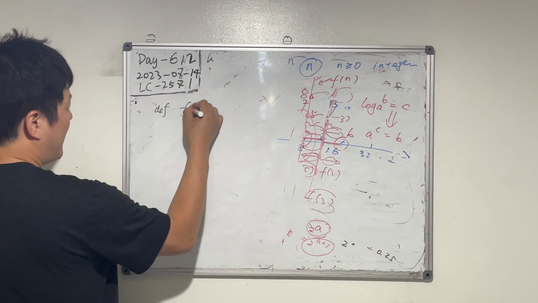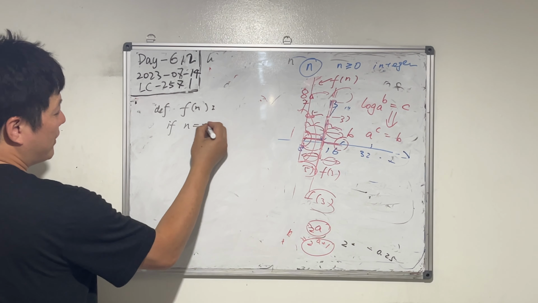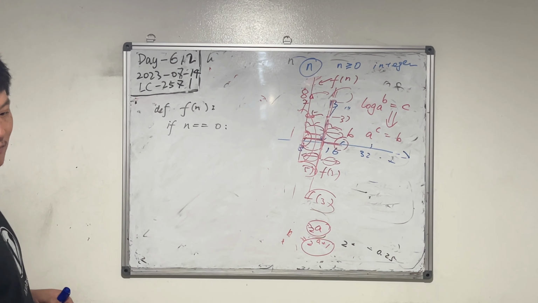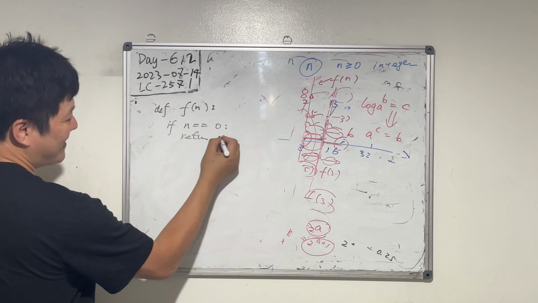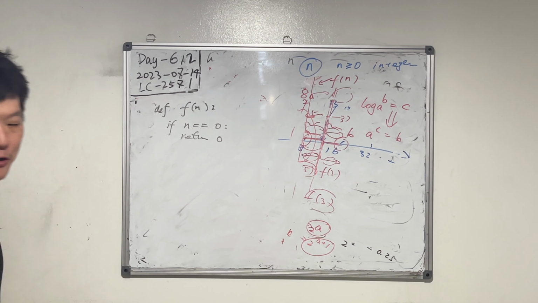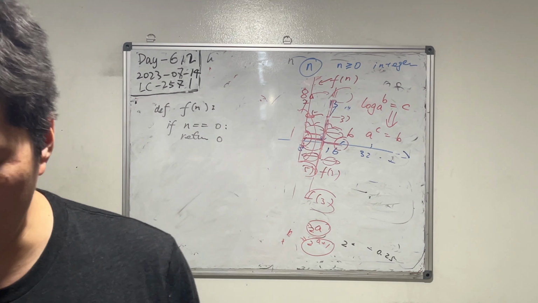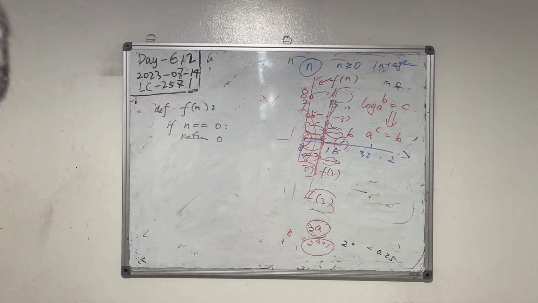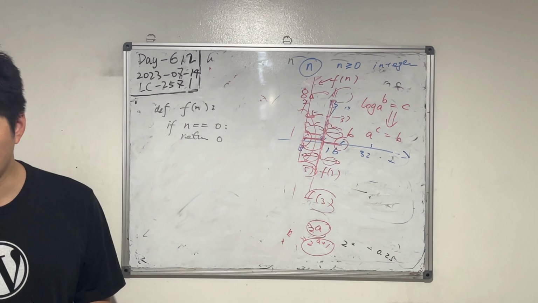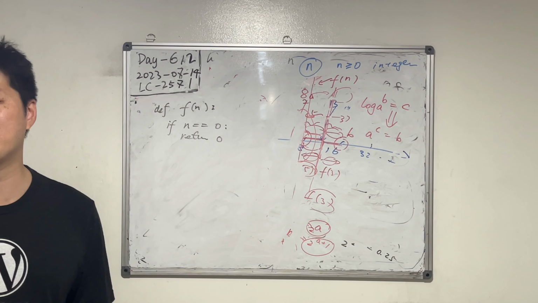Define F(n). If n equals 0, return 0, obviously. Okay, so how do we check if an integer is a power of 2? We talked about this a long time ago, right? How do we check if a positive number is a power of 2? There are a couple of ways. How do we check if an integer is a power of 2?